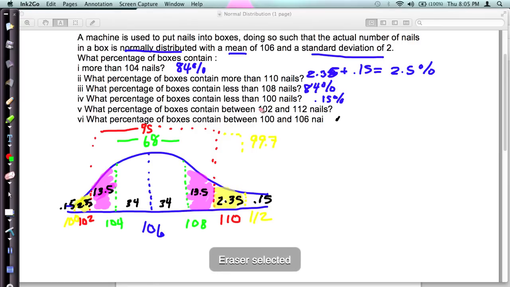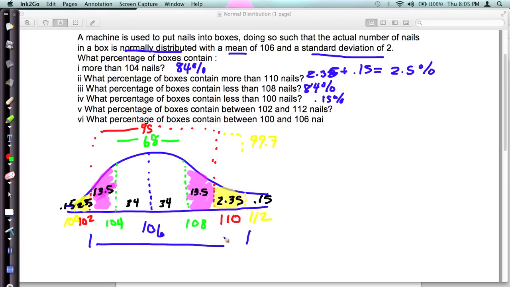Okay, now for the fifth one, it says what percentage of boxes contain between 102 and 112? With a problem like this, I would start first with 102, which is 2 standard deviations. From 102 to 110, which is another 2 standard deviations away, we know this is 95% of the data. And then all we need to do is add this additional 2.35 to get up to the 112. So you add those pieces together and get 97.35.